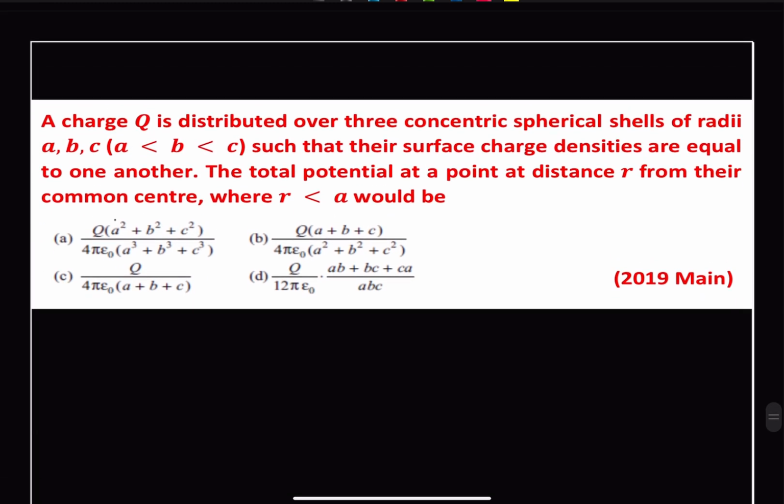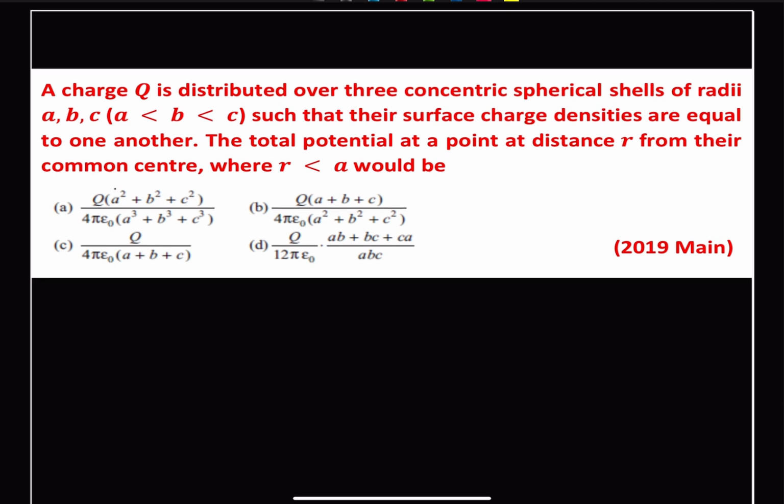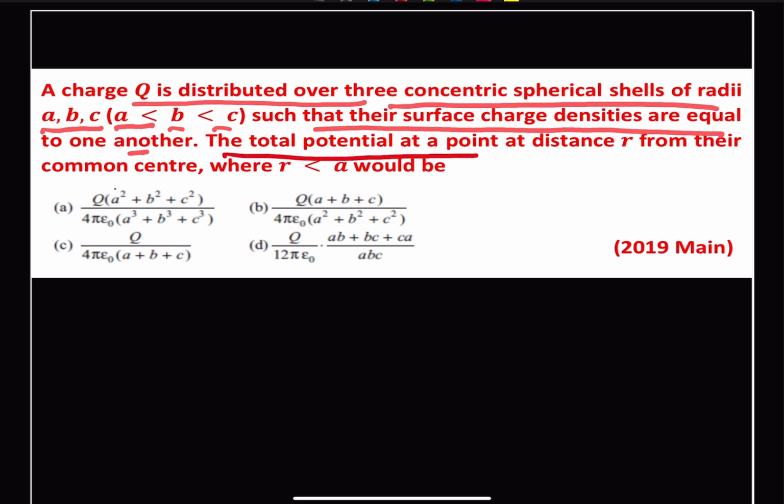It states that a charge Q is distributed over 3 concentric spherical shells of radii A, B and C, where A is the smallest, B is the medium one and C is the largest radius, such that their surface charge densities are equal to one another. The total potential at a point at a distance r from their common center, where r is less than A, would be. Okay.